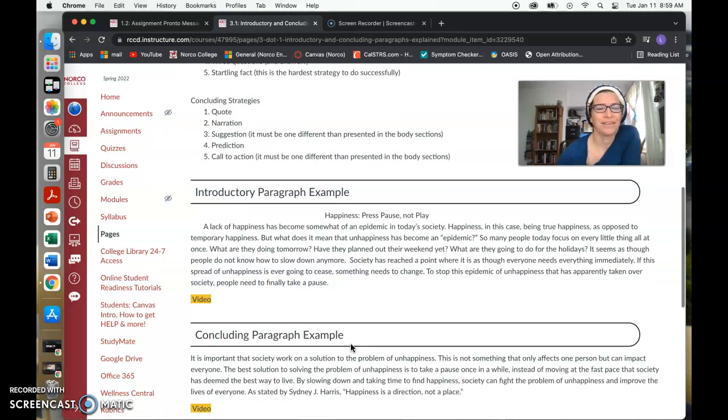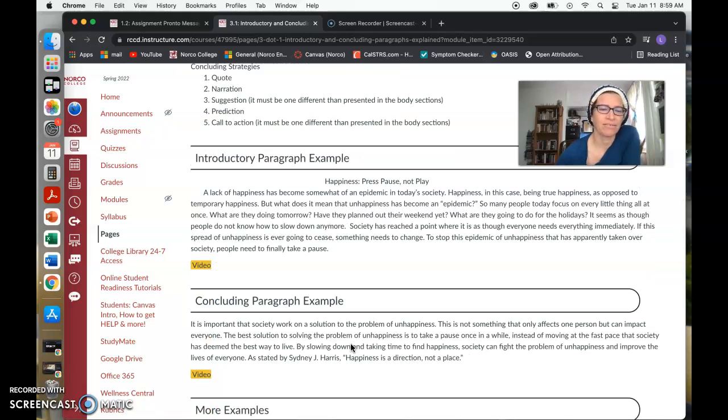thesis. Then if you look at the concluding paragraph, which was in the same paper, it is important that society work on a solution to solve the problem of unhappiness. So linking back to the thesis, which is the idea of unhappiness being a problem, something to solve. This is not something that only affects one person, but can impact everyone. The best solution to solving the problem of unhappiness is to take a pause once in a while, coming back to that idea, instead of moving at a fast pace that society has deemed the best way to live.